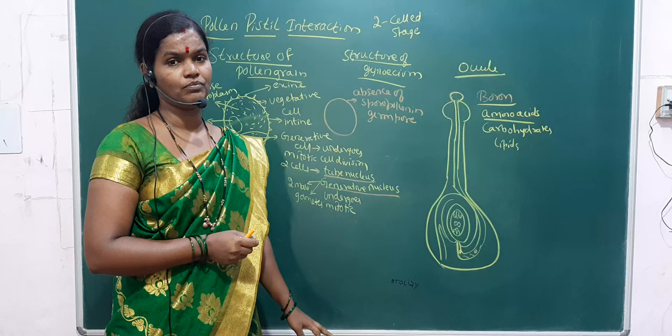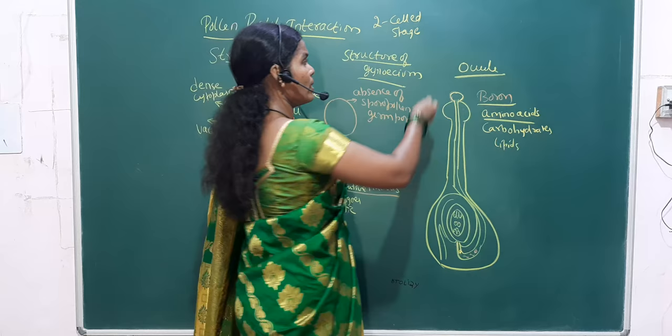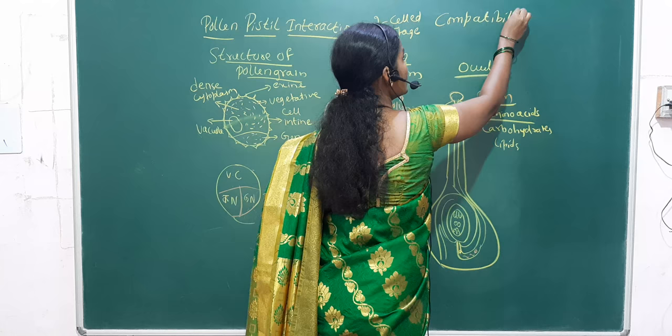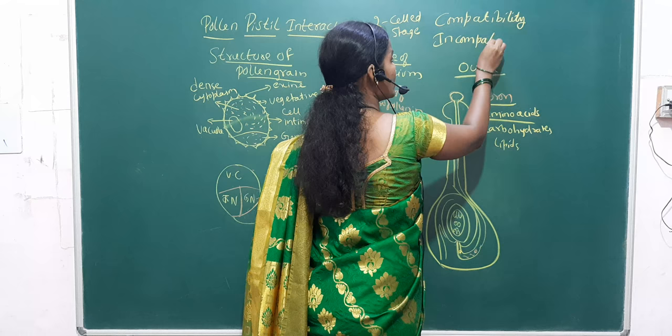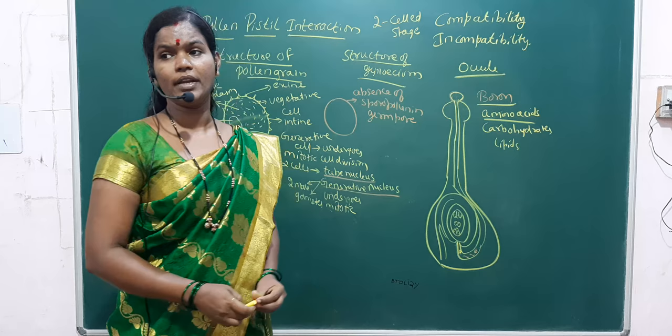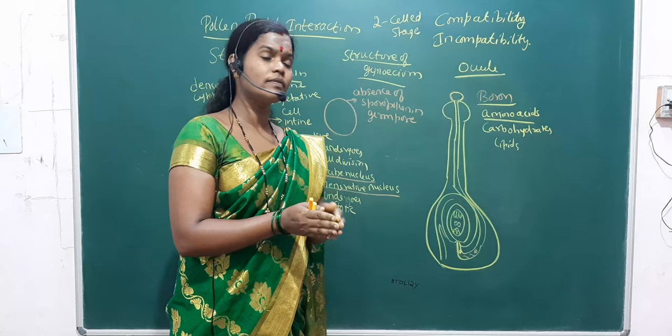Getting my point? So here once again two points you have to remember. One is called as compatibility. The other one is called as incompatibility. So compatibility means matching of the chemical components of the pollen grain and the stigma, that is called as compatibility.